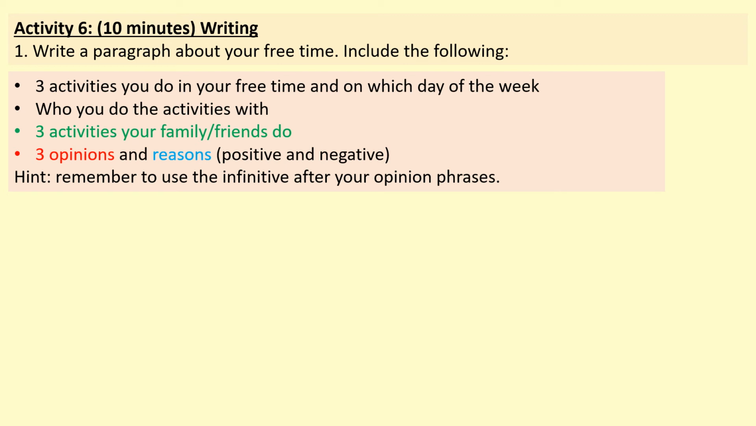Different things like that. And you need to include as well 3 opinions and reasons. So things like I like, I don't like, I hate, I love, j'aime, je n'aime pas, je déteste, j'adore. So a range of ones, positives and negatives. And to give reasons. C'est nul, it's rubbish. C'est amusant, it's fun. C'est ennuyeux, it's boring. And so on and so forth. Remember that you must always use an infinitive after your opinion phrases. So when you say something like j'adore, you know that it always is followed by a verb that ends in ER, IR, or RE.